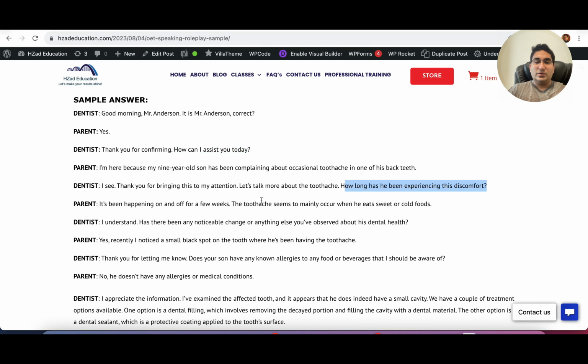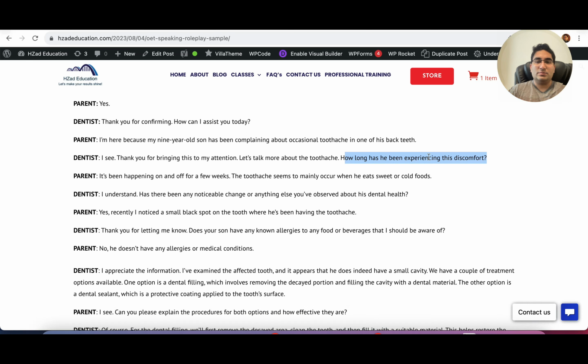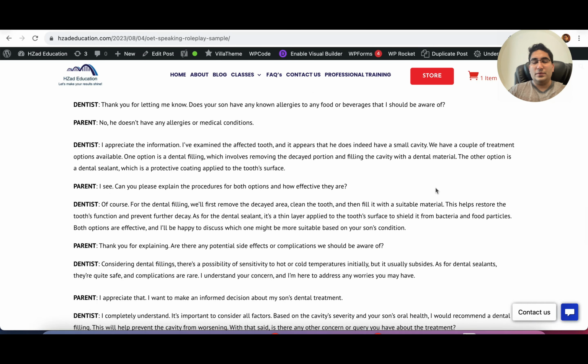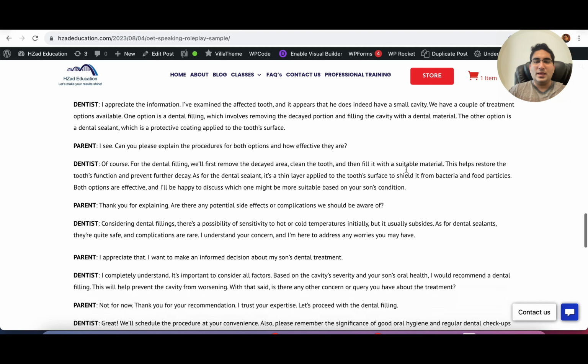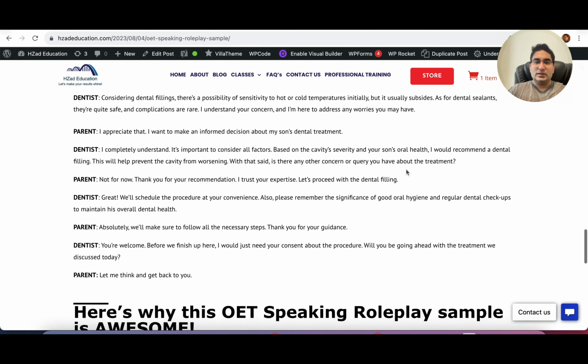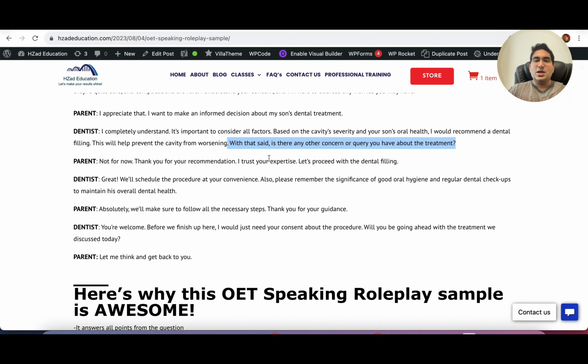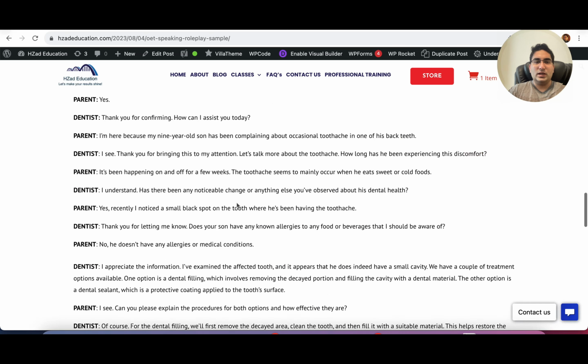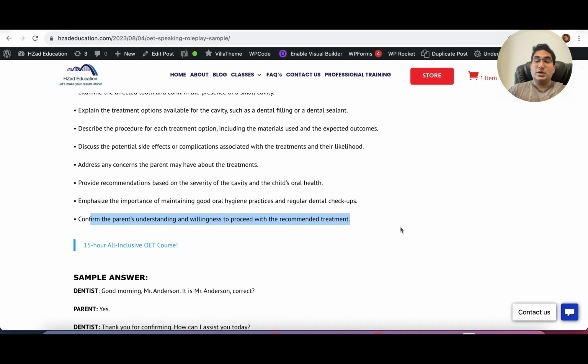And you can see throughout, we're asking multiple questions about the specific case, about the discomfort, about the dental health, and so on. By the way, we're asking those questions because the task tells us to ask those questions, so we're not really inventing them. Apart from those questions, these questions are also important. With that said, is there any concern or query you have about the treatment? So you've got to keep asking, is this okay? Is this fine? Or do you have any concerns? Do you have any questions? Is that clear? In this case, there was no question asked. And will you be going ahead with the treatment? This is just the final part because the question asked us to confirm if the patient will be going ahead.